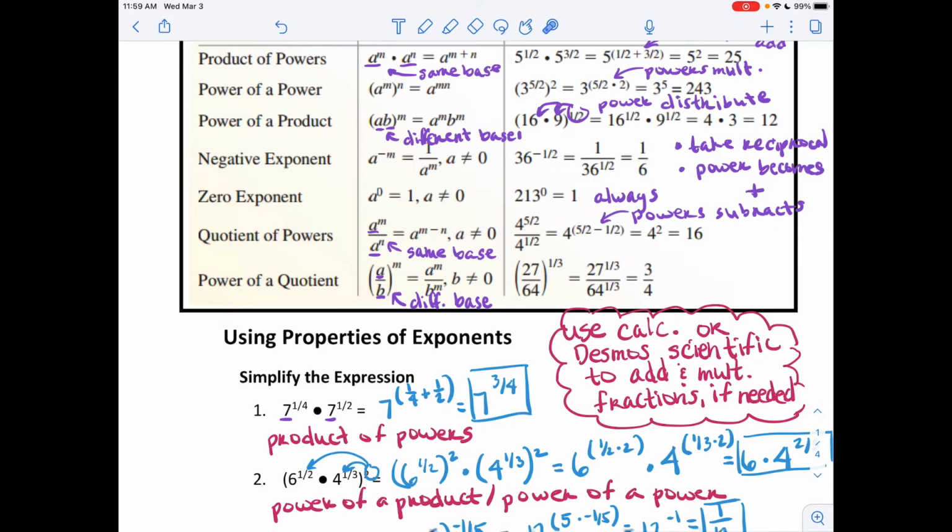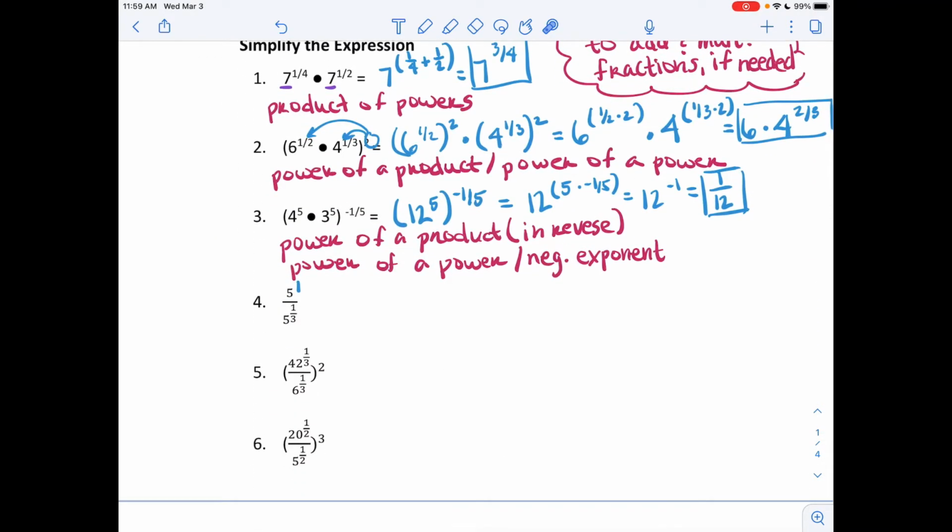So let's do that. We'll make a note that this is quotient of powers. We're going to rewrite this with a single base of 5 instead of in fraction form. And now we will use quotient of powers, which says subtract the exponents. So my exponent in the numerator is 1, and in the denominator is 1/3. So this will simplify to 5 to the 2/3 power.